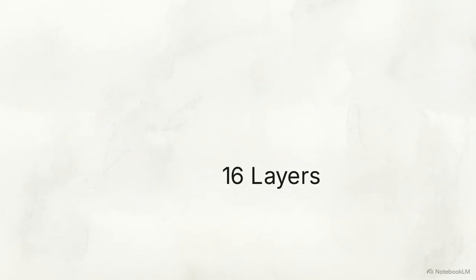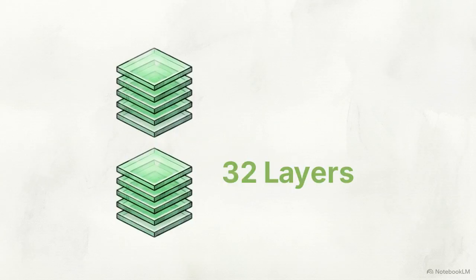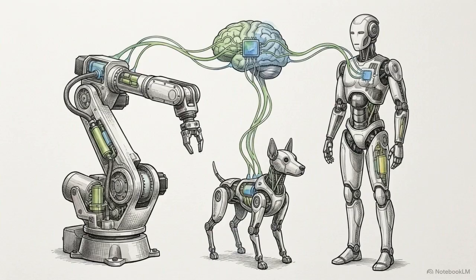To handle the complexity of this continuous physical denoising, the N1.6 upgrade doubled the capacity of the DiT head, expanding it from 16 layers to 32 layers. To make sure these 32 layers can actually speak to any hardware chassis, GR00T uses embodiment-specific MLPs.